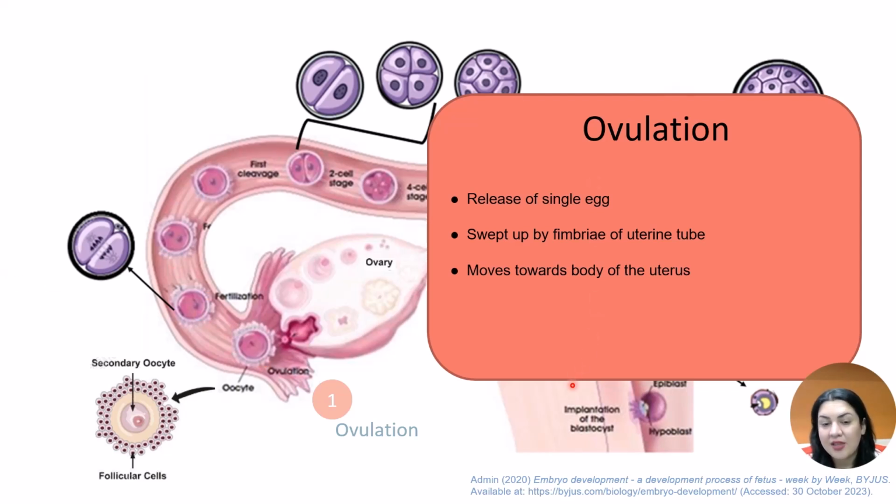trying to reach, in the event that there is a sperm, it's going to get fertilized, and then in the event there isn't, that egg is still just trying to reach the uterus over here. So that's ovulation, and that's the very first step that's happening over here.